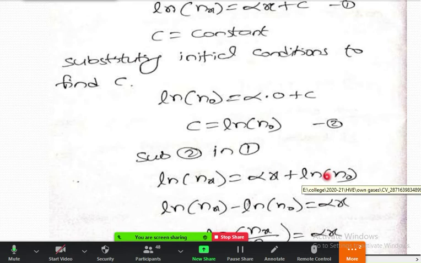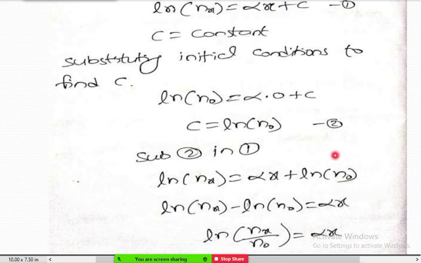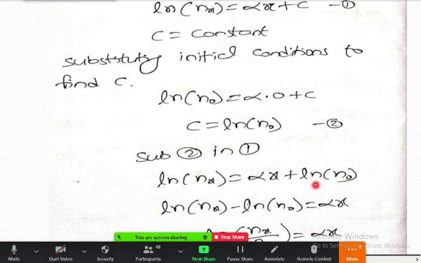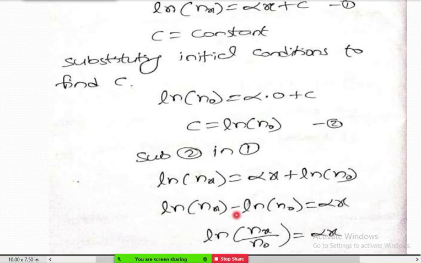So ln nx is equal to alpha x plus ln n naught, where ln n naught is the c value. Bring this ln n naught to the LHS side. So ln nx minus ln n naught is equal to alpha x. Ln is the natural logarithm. Log a minus log b is log of a by b, right? Similarly here, ln of nx minus ln of n naught can be written as ln of nx by n naught, equal to alpha x.